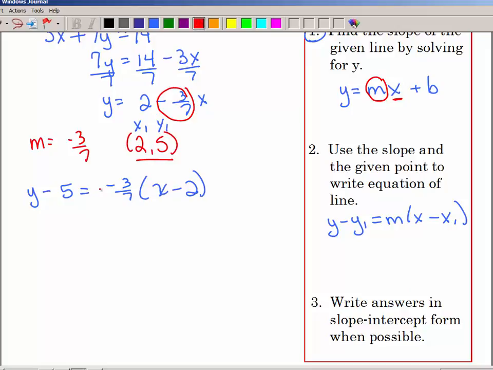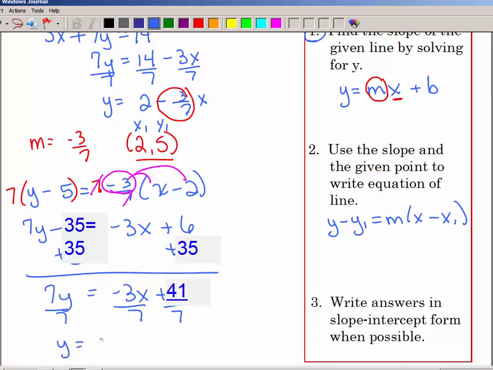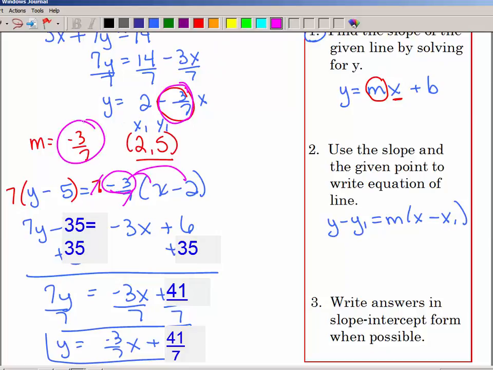Just like we did in previous videos, I'm going to multiply both sides of the equation by 7 to get rid of my fractions. On this side, that 7 cancels. I want to distribute that negative 3. And then I'm going to start solving for y. Now your final answer, that slope, should be the same as what you got in the original line they gave you, negative 3/7. Again, that's not a 100% check, but at least you know you're on the right road.